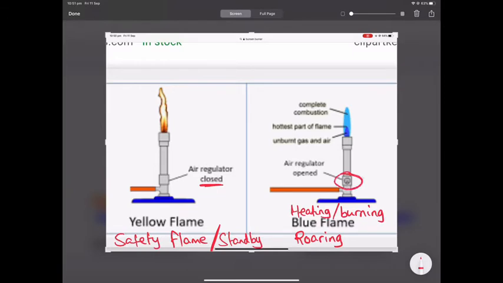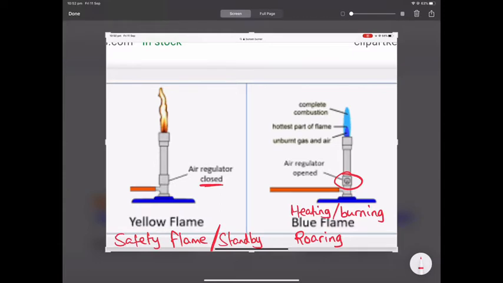So what are the two types of flame for? Well, as you can see from the name of the type of flame, safety or standby flame, you never use the yellow flame for actual heating purposes. You use it just to put it on standby while you're doing something else, so that you don't have to turn it off and then relight it, which takes a lot longer. You could just turn it on standby, okay?